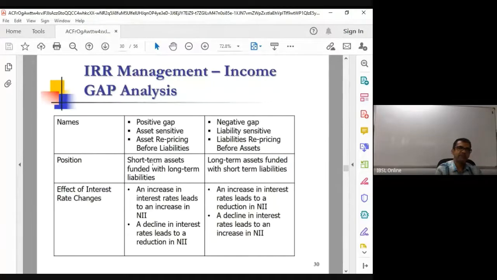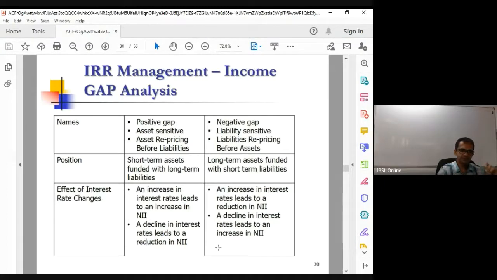When we have a negative gap, the impact is the other way around. Reverse is true. That means when the interest rate increases, net interest income decreases. Why? Our liabilities are repricing very frequently. Therefore, our interest expenses increase with the interest rate increase. But when interest rates go down, our liabilities are at a lower cost. Therefore, our interest expense goes down, and with that, net interest income goes up.